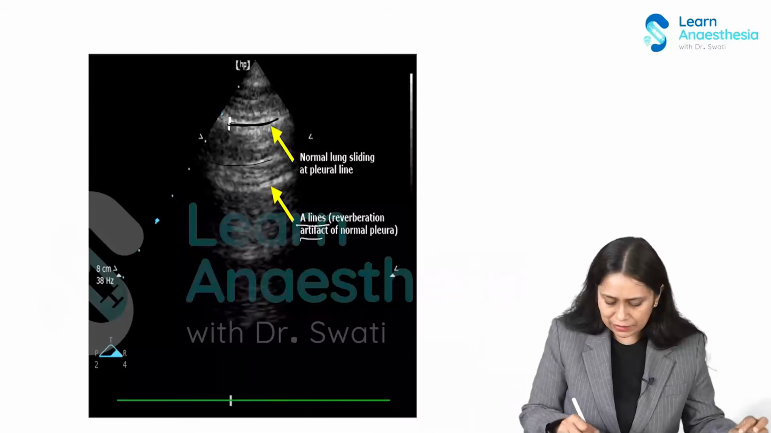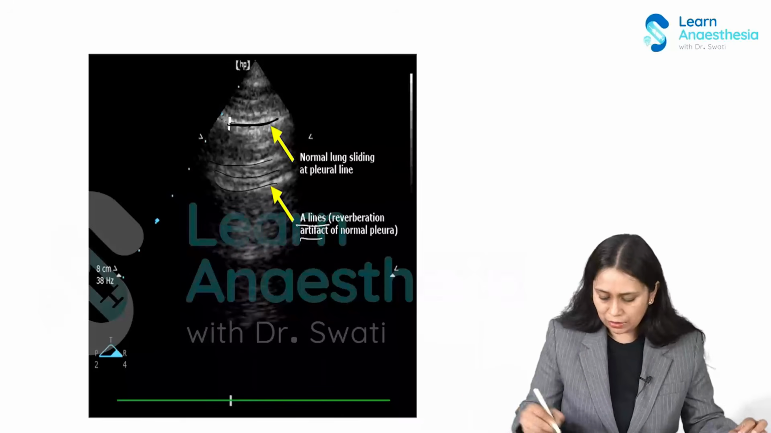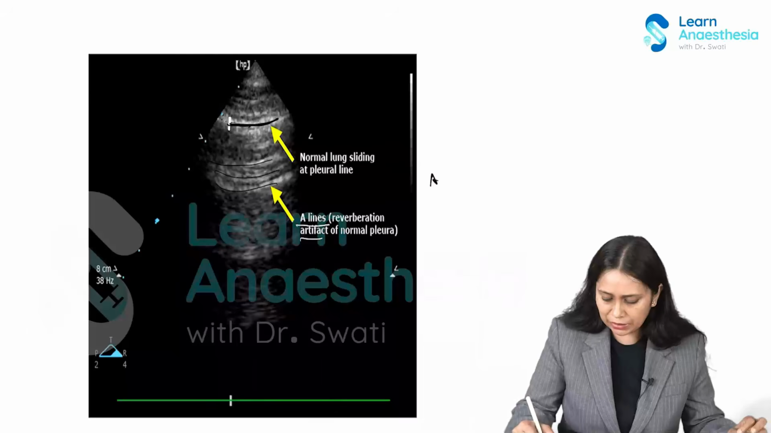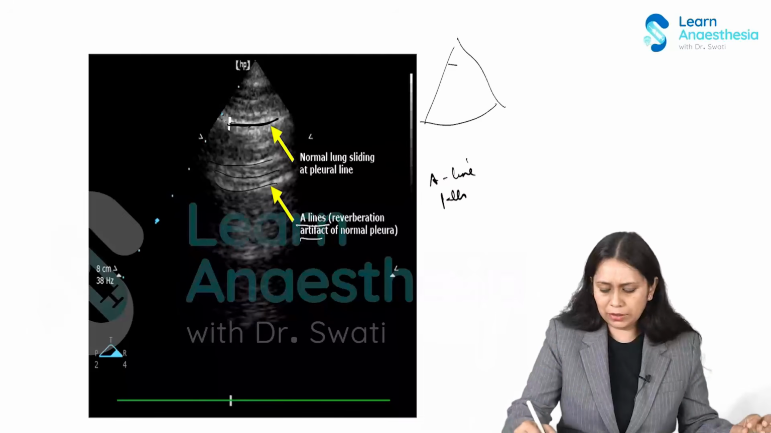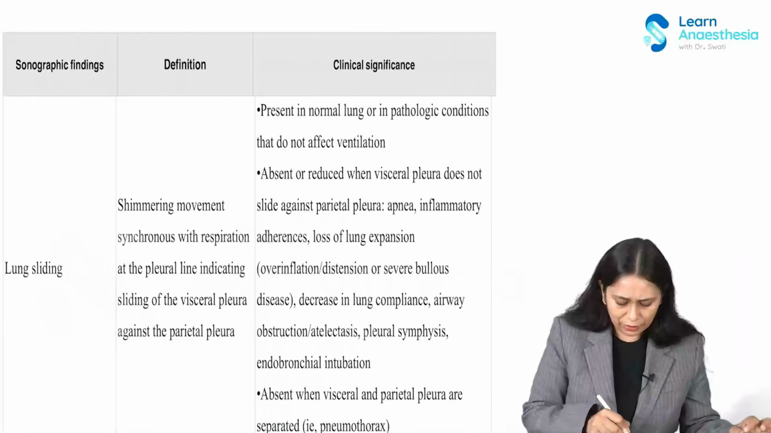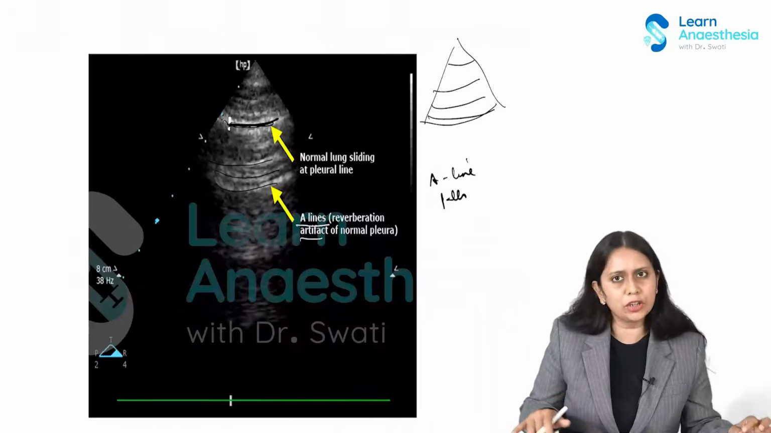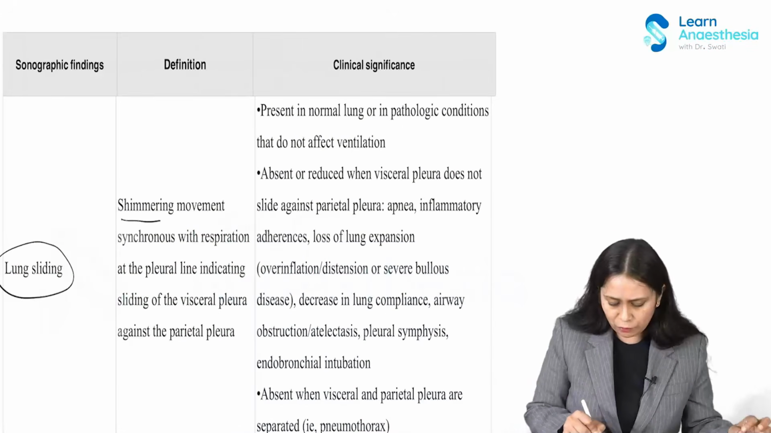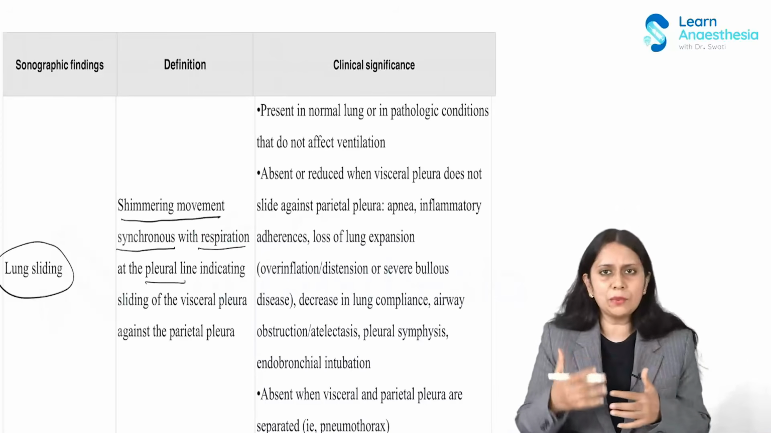And then A lines represent the reverberation artifact of this pleural line. So this is the A line pattern. Always keep in mind that we will see this A line pattern in a normal lung. Okay, so what is lung sliding? Lung sliding, I said, is a shimmering horizontal movement of the pleura. This shimmering movement of the pleura, synchronous with respiration at the pleural line, indicates sliding of the visceral and parietal pleura.